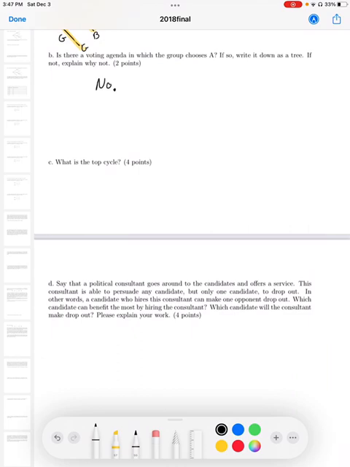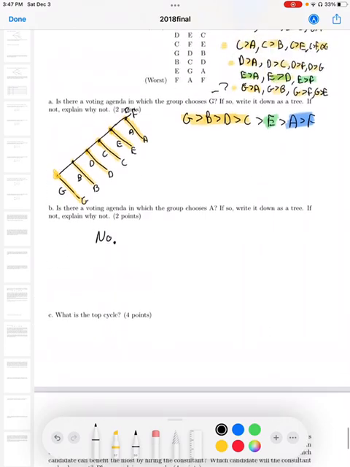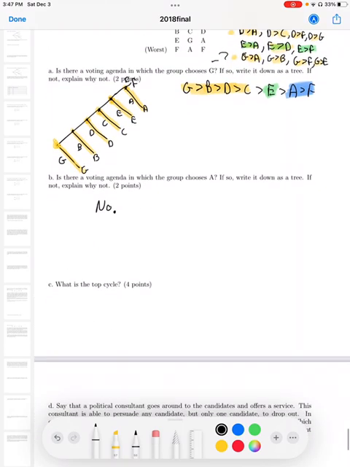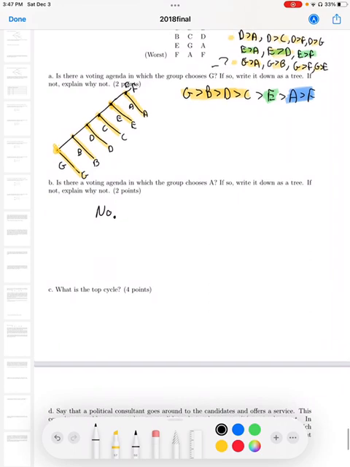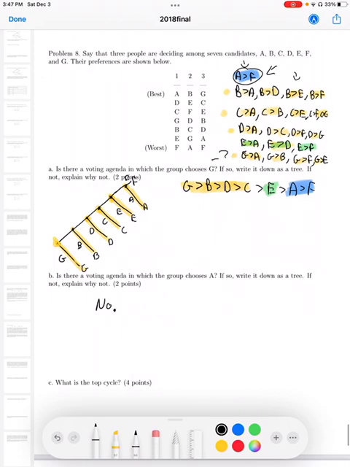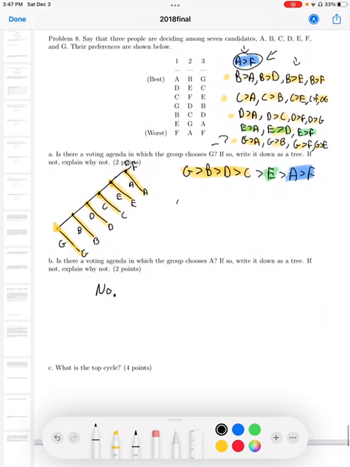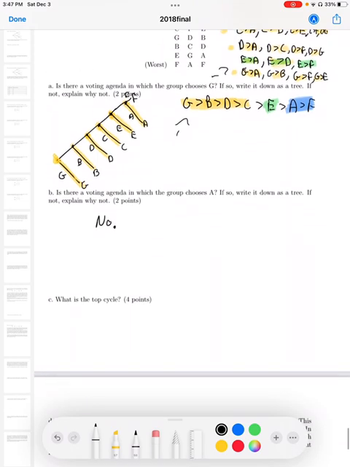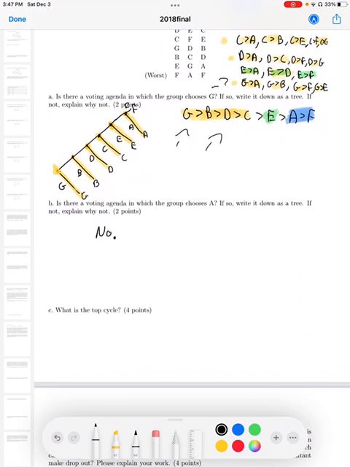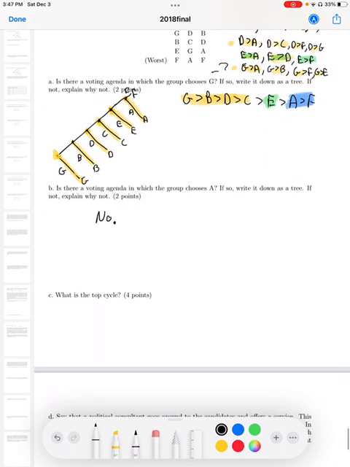Part C asks, what is the top cycle? So the way to calculate the top cycle is basically just to find out which candidates dominate everything else. So we already found out that G can dominate. There's a long way to do this, which is to write this down like a voting agenda, which we did up here, but there also is a shortcut to not do much work. So what is a top cycle? One of them is the one we already came up with.